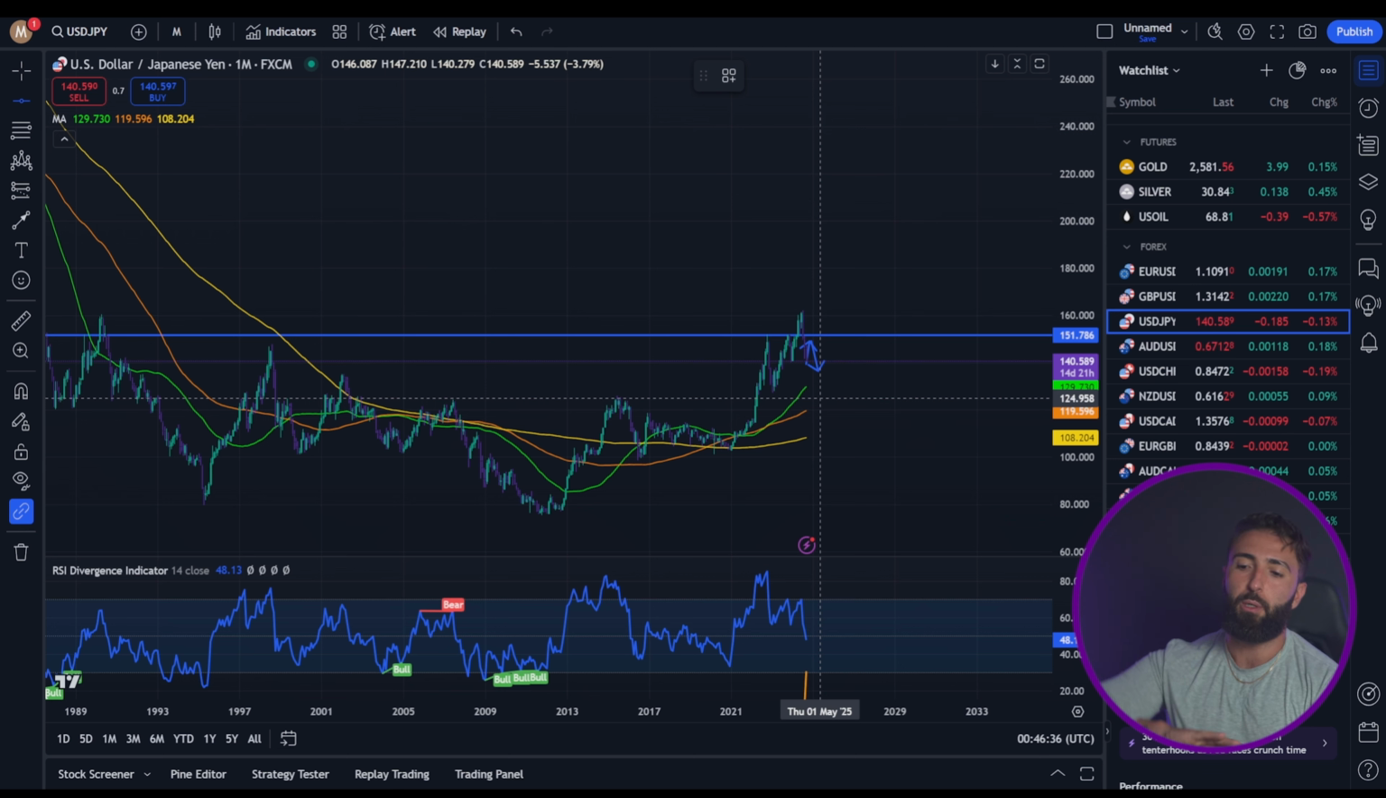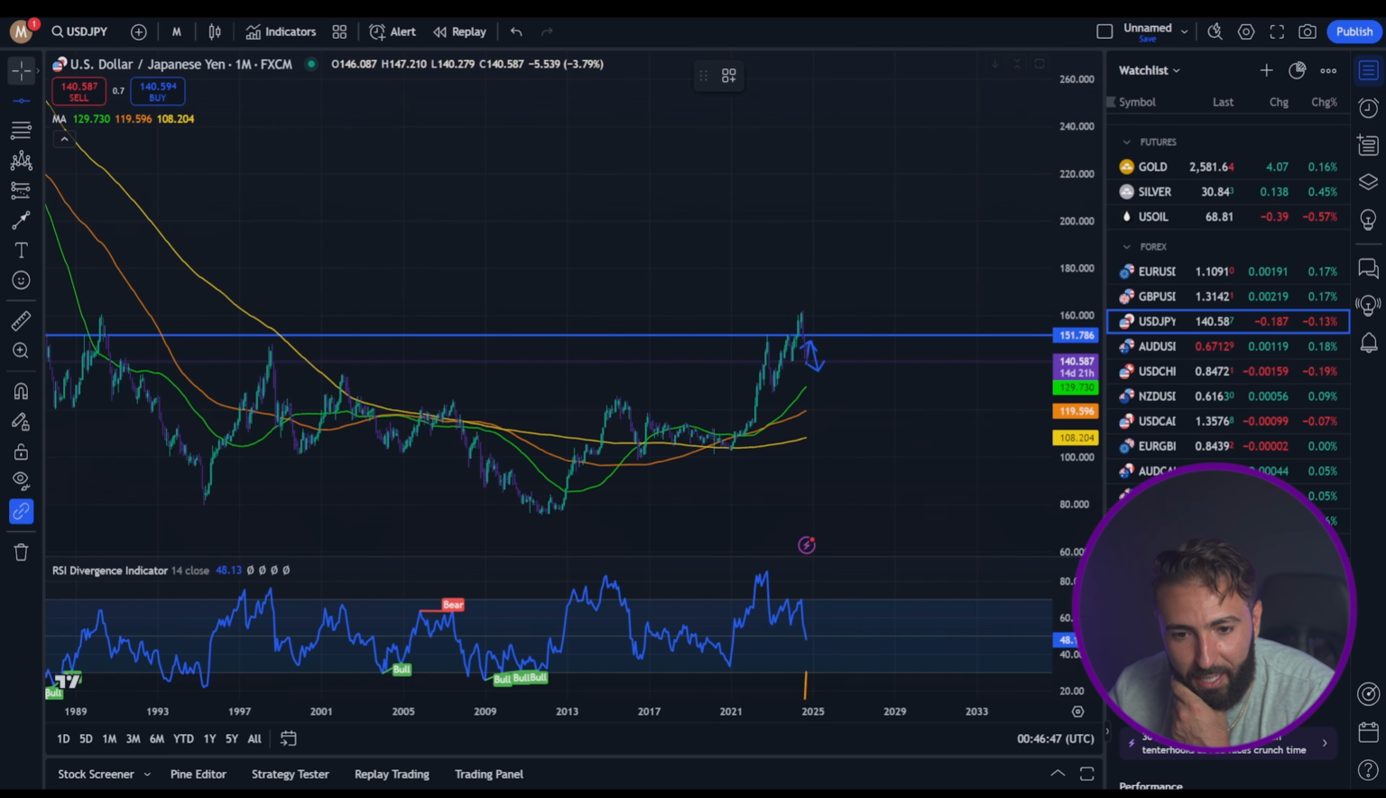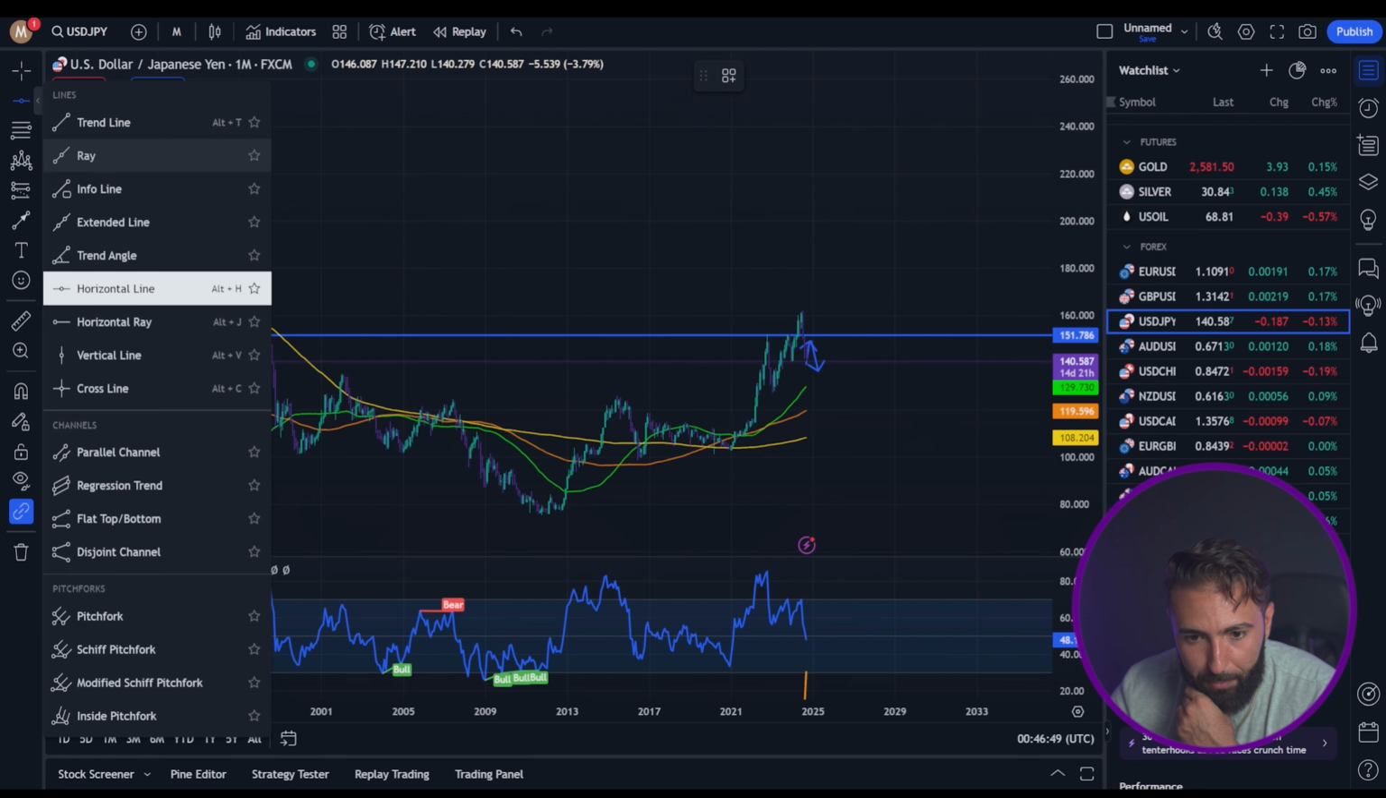Remember, whenever price moves heavily away from a moving average, it'll pull back into the moving average to find some support and/or resistance, depending if you're trading above the moving averages or below. And another thing I want to address here is look at this divergence. I'm going to highlight it.